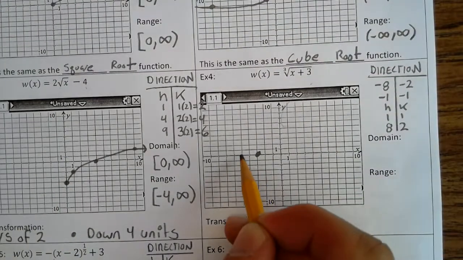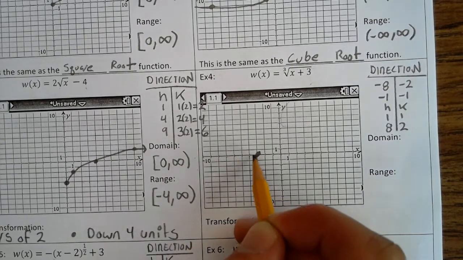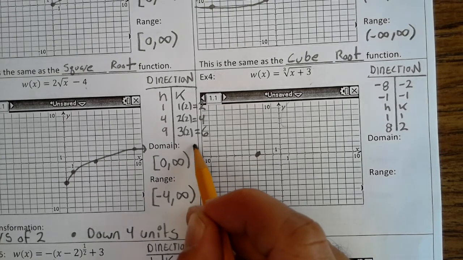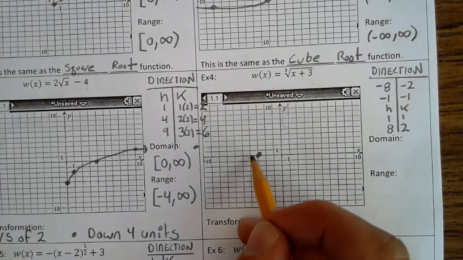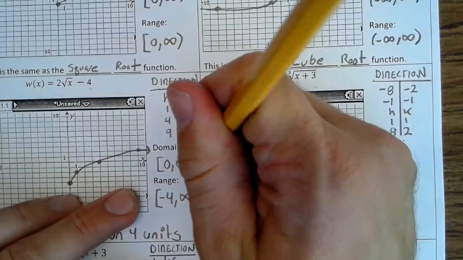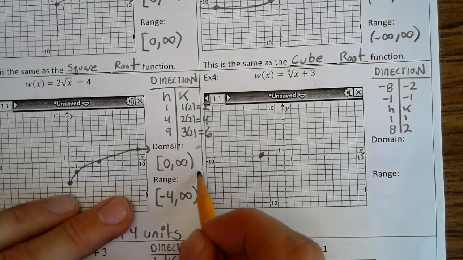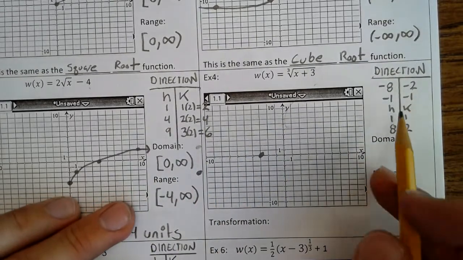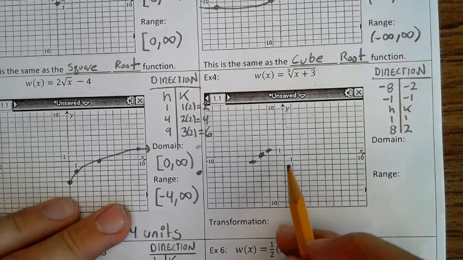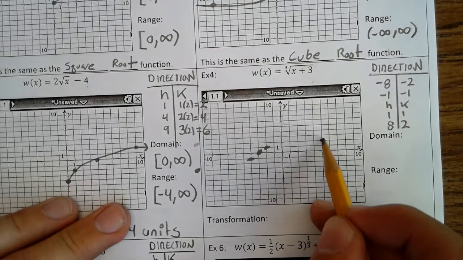So we go left 1, 2, 3, 4, 5, 6, 7, 8, 2. So let me count again. 1, 2, 3, 4, 5, 6, 7, 8, 2. Left one. Oh, wait a second. That's a -2. So we go left 8 down 2. Then left 1 down 1. To the right 1 up 1. And then 1, 2, 3, 4, 5, 6, 7, 8 up 2.